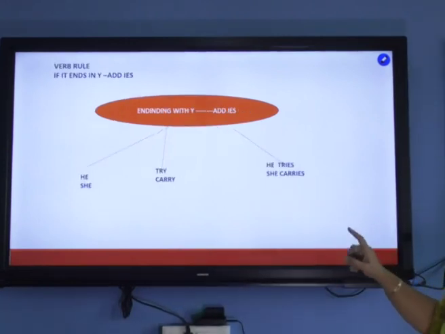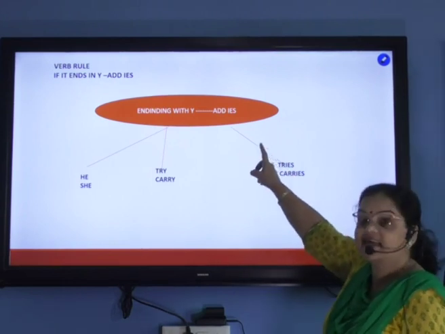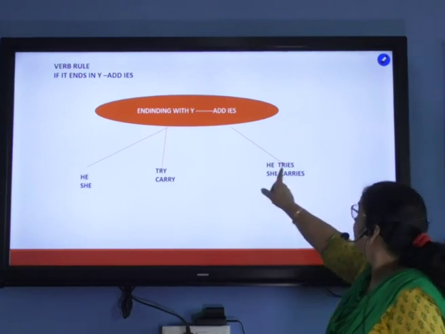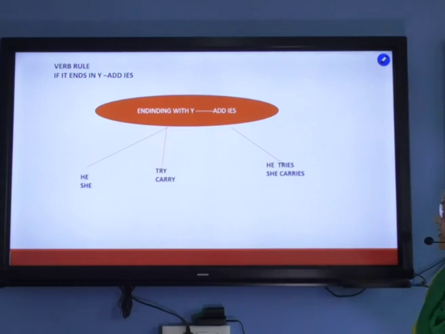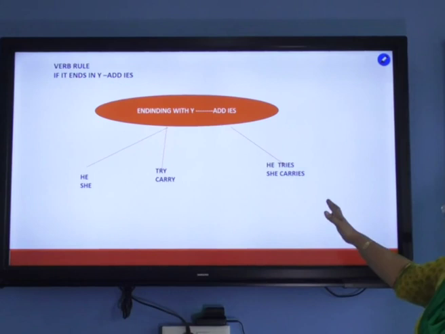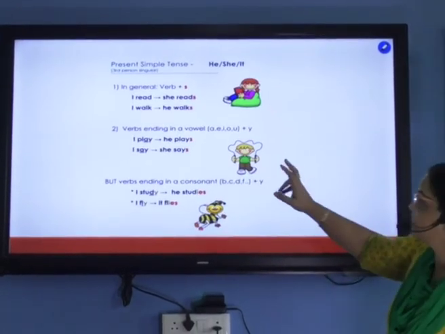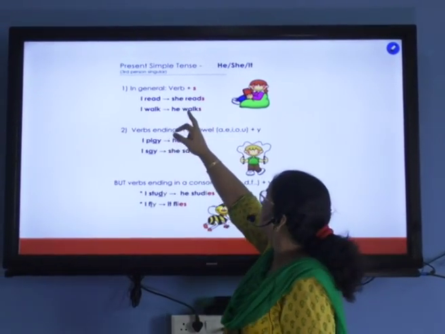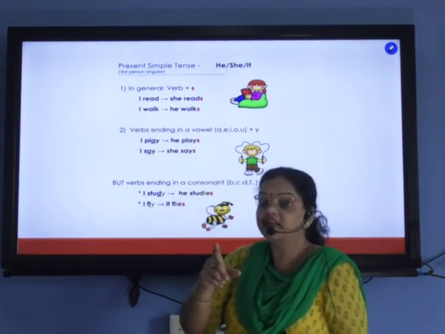The second verb rule: the verb which ends in Y changes into IES. Like if I say he tried, it will not be he tries. So Y will change into I and ES. He tries. She carry, she carries. Y will change into I. Okay, now in general, verb plus S. I read, she reads. I told you, S comes with the singular.